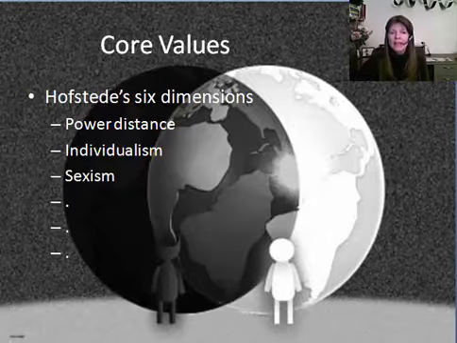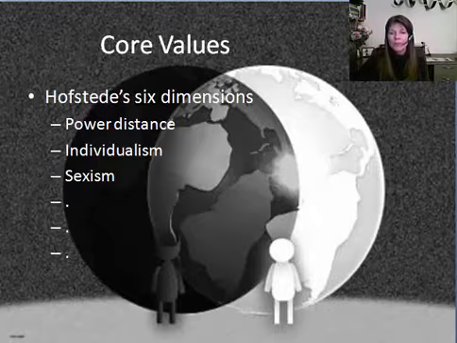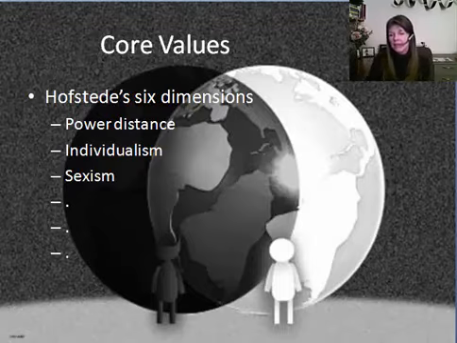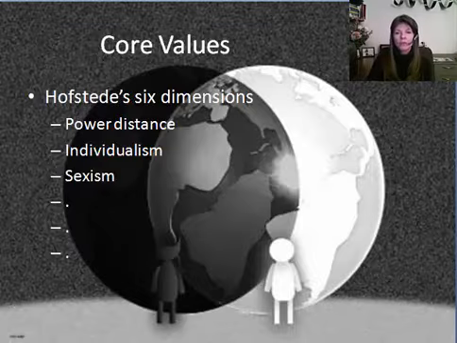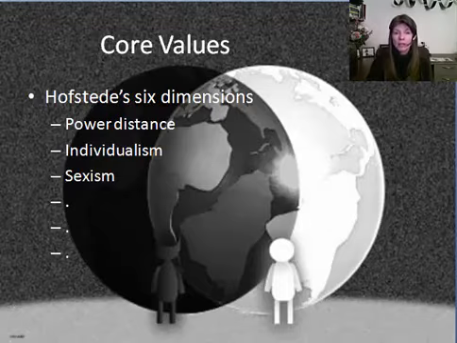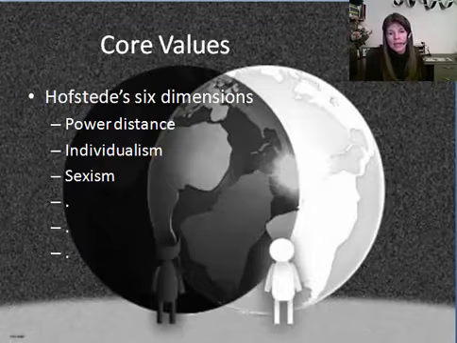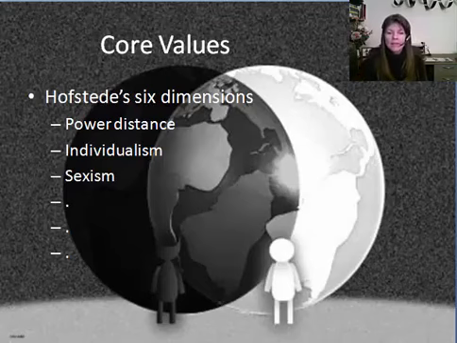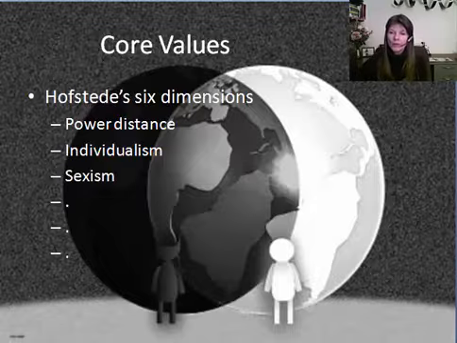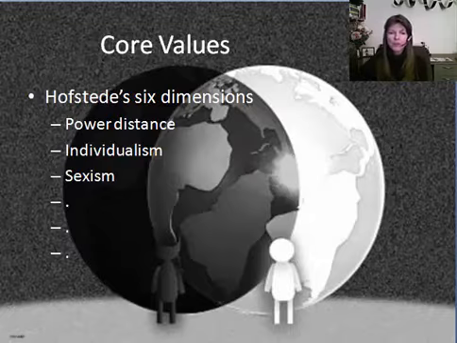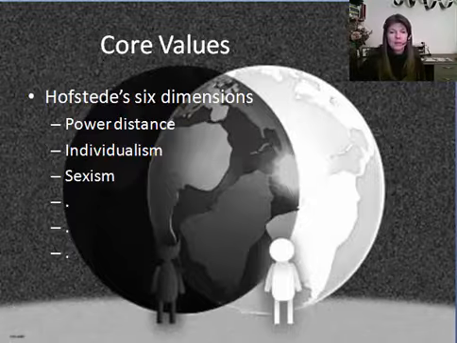Individualism reflects the degree to which people view themselves primarily as individuals or group members. Individualistic cultures like the US are high in individualism, and then collectivists like Japan are low. Sexism is the extent to which men are expected to be competitive and ambitious, and women nurturing and concerned primarily with child and family. Japan is high, Spain is low.